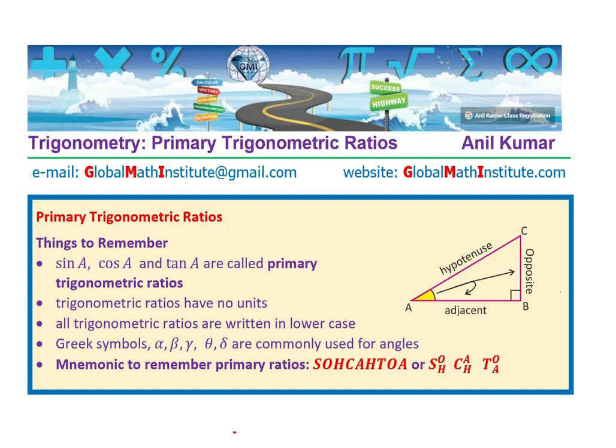Trigonometric ratios have no units since they are ratios of the sides, and trigonometric ratios are always written in lowercase. It's important for me to emphasize this because I often see students writing them with capital letters. It makes no sense. And Greek letters like alpha, beta, gamma, theta, delta are commonly used for angles.